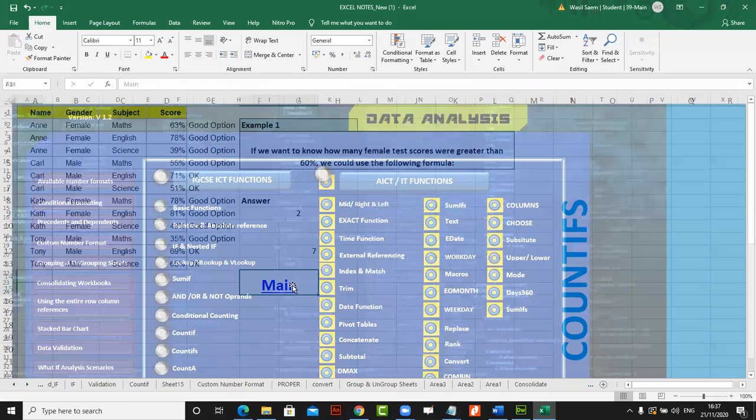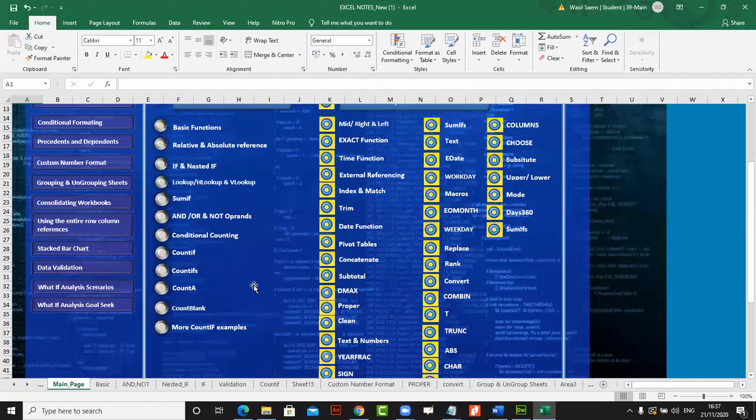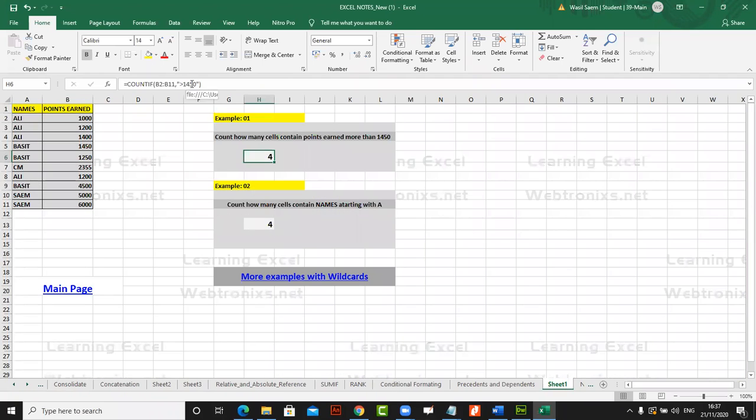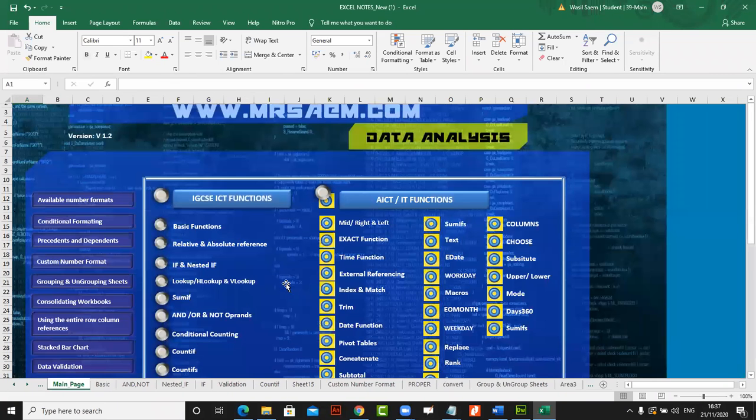Okay, right. We know what COUNTA is, it counts everything. COUNT counts only numbers. We have discussed COUNTIF, COUNTBLANK counts null values. We just discussed conditional counting, where we discussed greater than 450 and starting with A. We have discussed that as well.